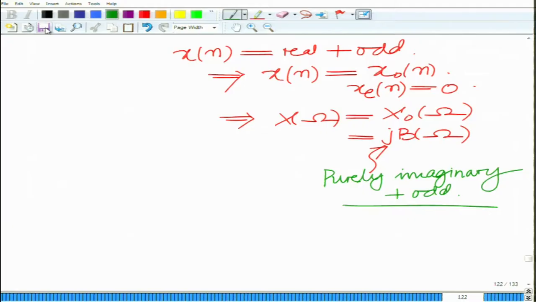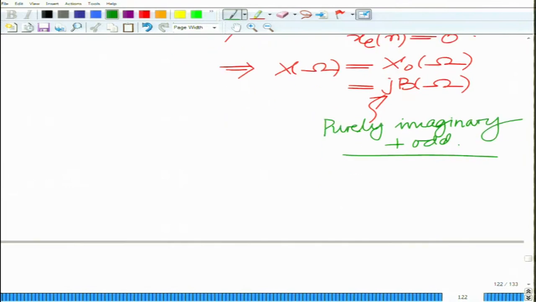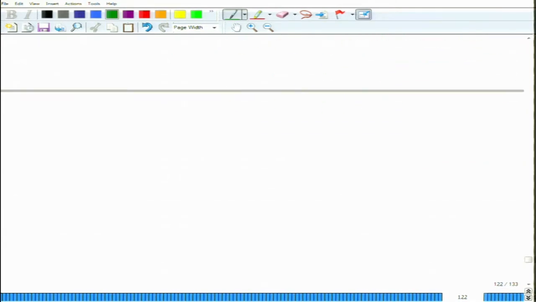Okay, all right. So, that basically sums up the properties of the DTFT of real signals, real and even, and real and odd signals. And then, so as to complete this, we can look at Parseval's relation. That is one of the last properties that we can look at for the DTFT, the Parseval's relation.